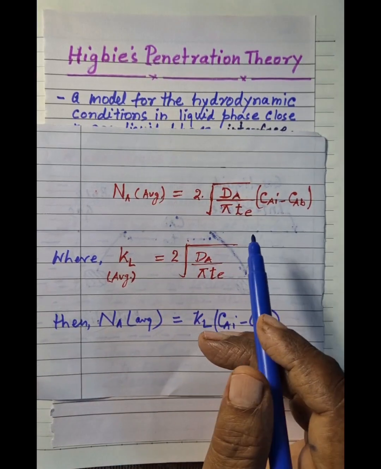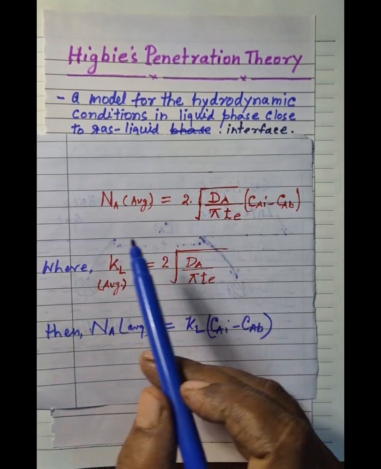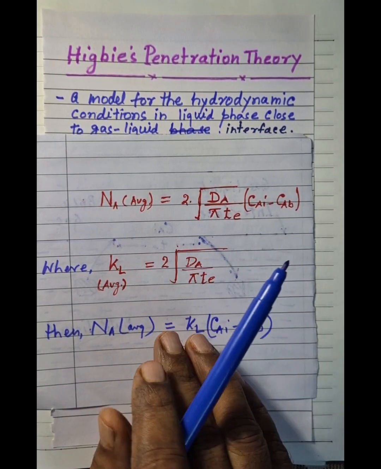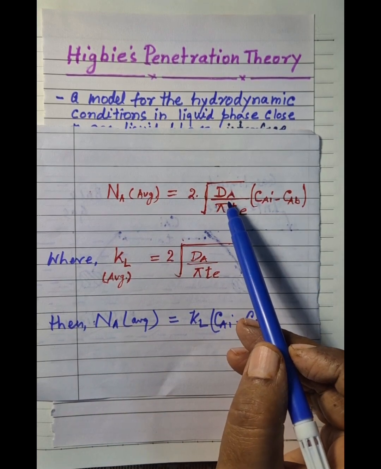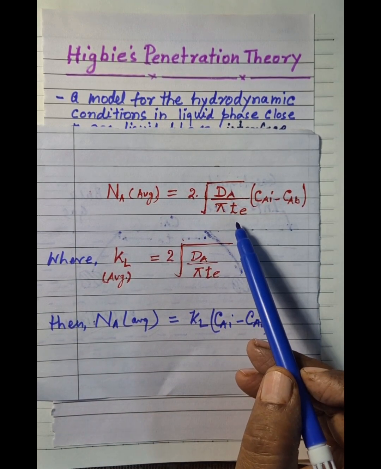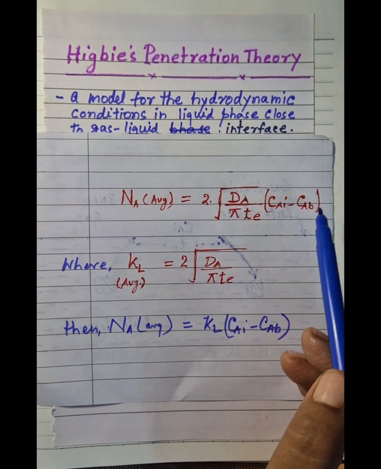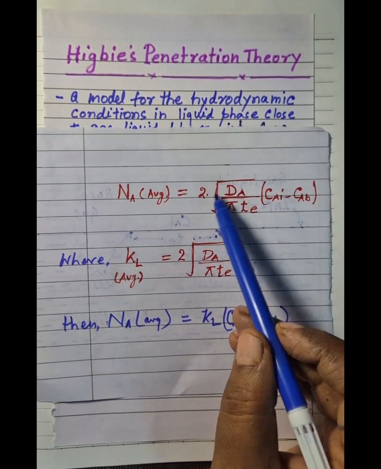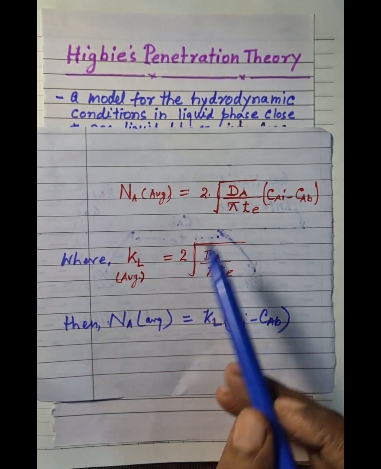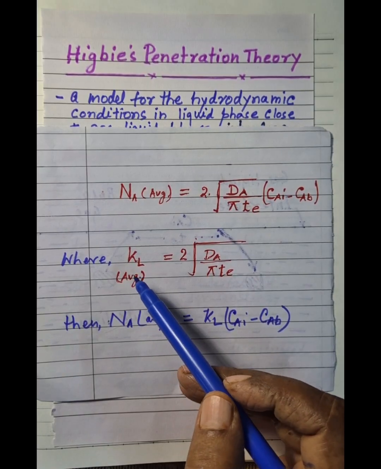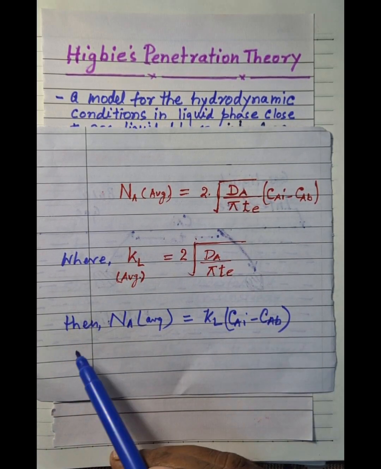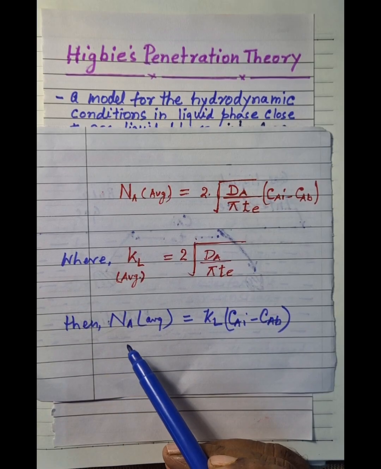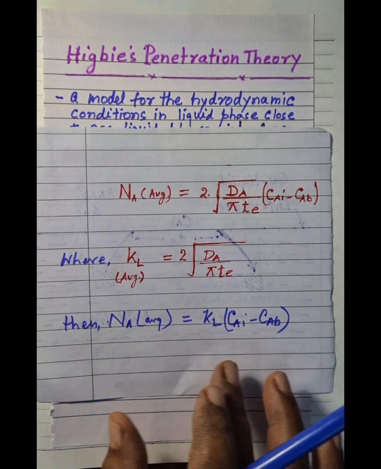As per Higbie's penetration theory, the average mass transfer flux is given by this relation, where D is the diffusivity, t is the exposure time, and this is the concentration difference. This square root term is called the mass transfer coefficient. Finally, we get the expression for the mass transfer flux in this way.